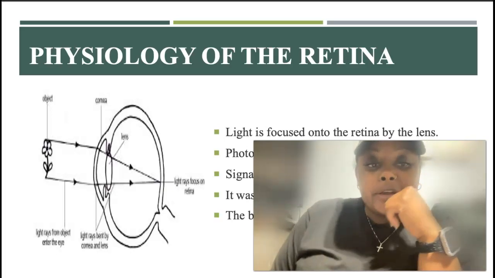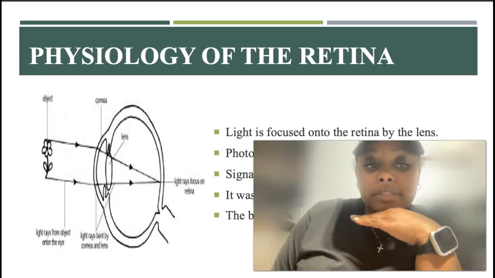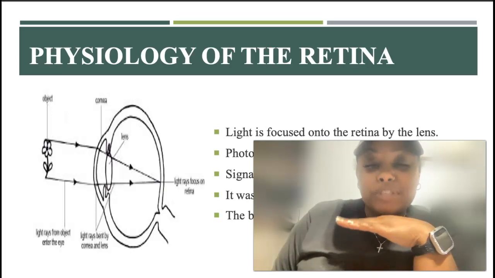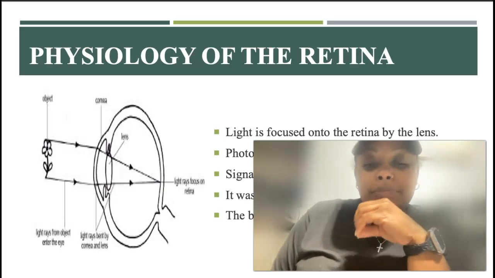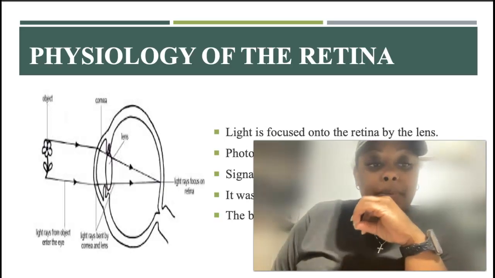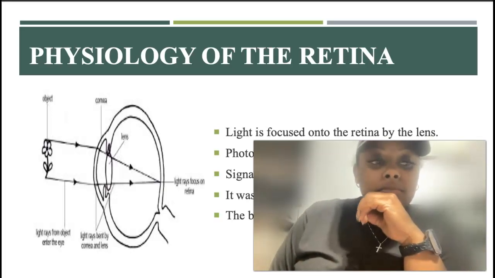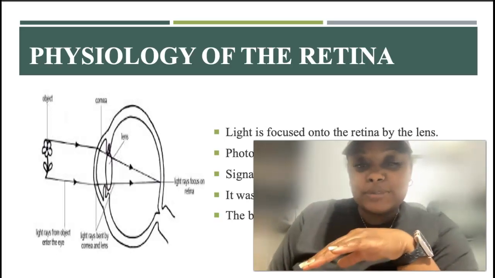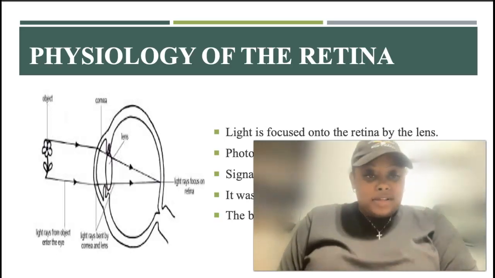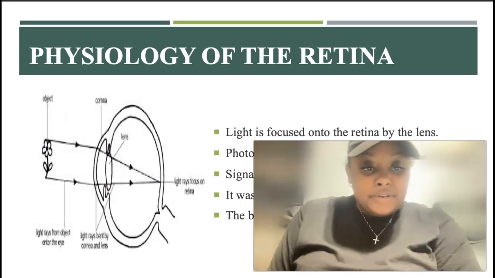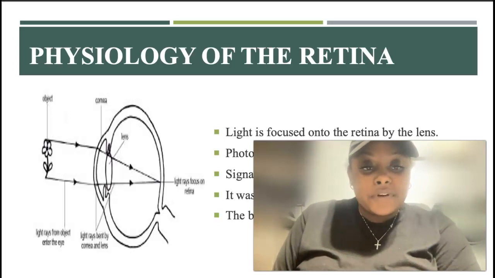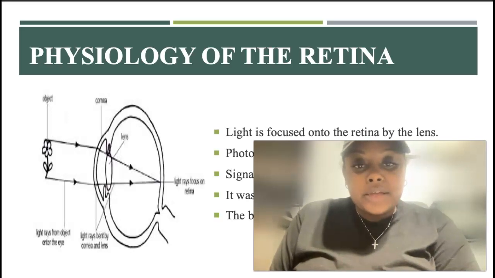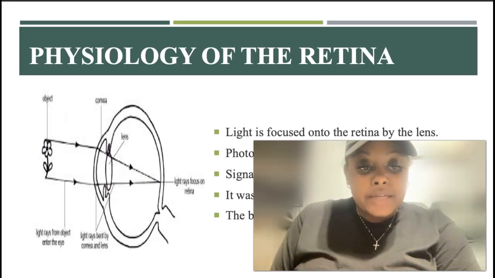The inner nuclear layer is the nuclei of the bipolar cells, amacrine cells, and horizontal cells. The outer plexiform layer is the synapse between the dendrites of the bipolar cells and the horizontal cells with rods and cones. The external limiting membrane separates the inner segments of photoreceptor cells from the cell nuclei. The layer of rods and cones contains the inner and outer segments of rods and cones.